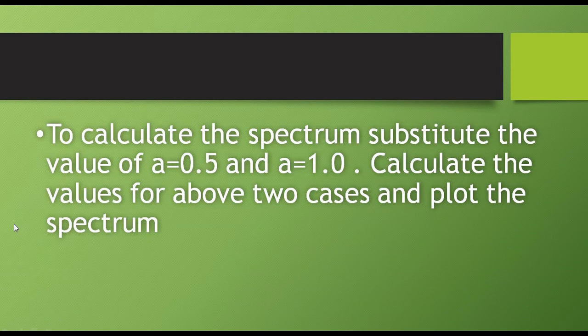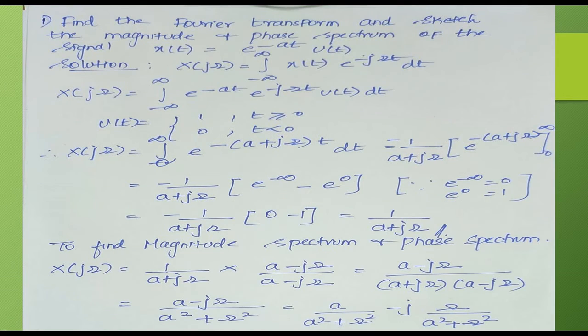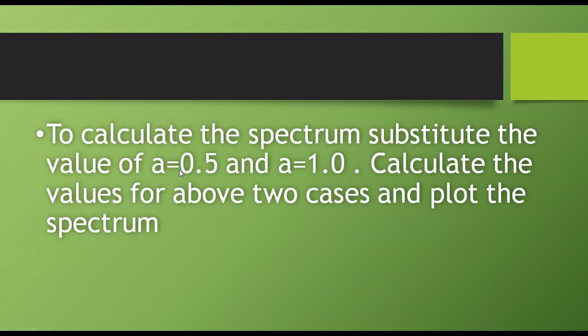To calculate the magnitude spectrum, you have values of a and values of omega. You have to substitute different values of frequency to get the magnitude spectrum ranges. We'll have to calculate at least a minimum of 10 values so that we get a range to draw the graph. And for a, we will keep it constant as 0.5 or 1. I have shown you both cases. First we will discuss a equal to 0.5 and then a equal to 1.0, and we will plot the graph for both cases.